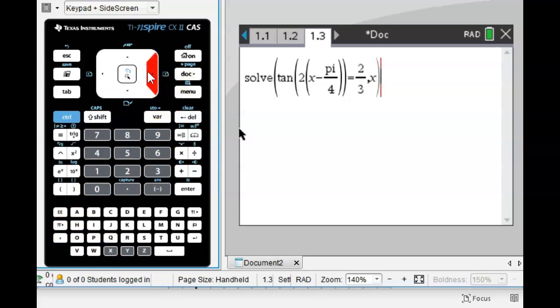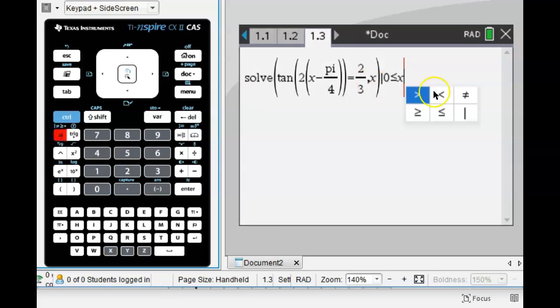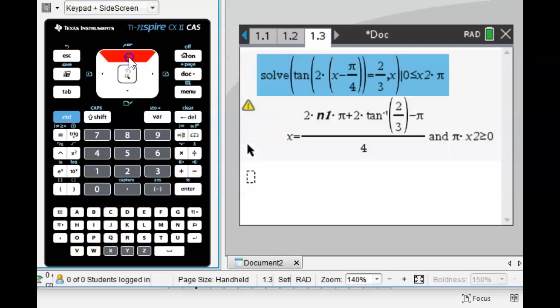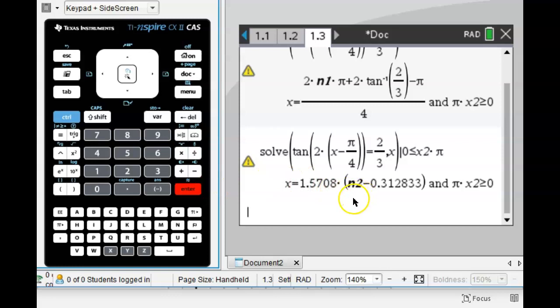This is where we got to specify the domain, because if we don't specify the domain, the calculator is going to throw up a general solution. So the domain is, we're going to go control equals the vertical bar 0 x is greater than or equal to 0, but less than or equal to 2 times pi. If I press enter, I do get a weird solution. So I'm going to do control enter. All right, so we got tan of 2 times x minus pi on 4 equals 2/3. And that is the solution we have.